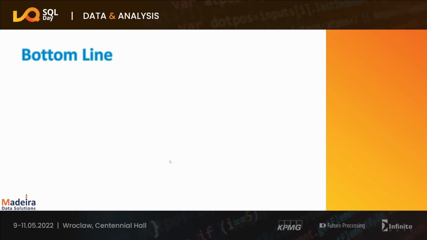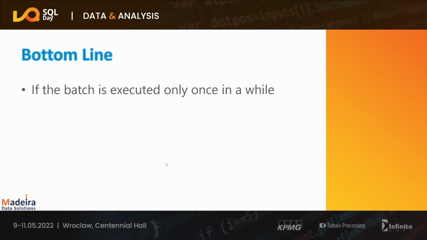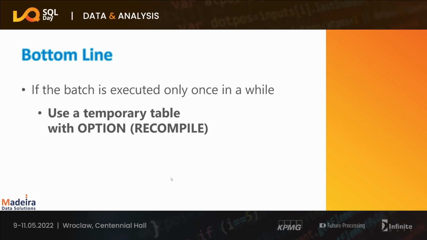Okay, so I've got 3 minutes left. Let's summarize. When to use what? That's the question. So, first of all, if the batch, in our case the stored procedure, is executed only once in a while, and once in a while depends, of course, on the workload, the server resources, and so on. But sometimes once in a while can even be a few times per second. That can be once in a while in your case. You need to test. If it's once in a while, use a temporary table and option recompile.